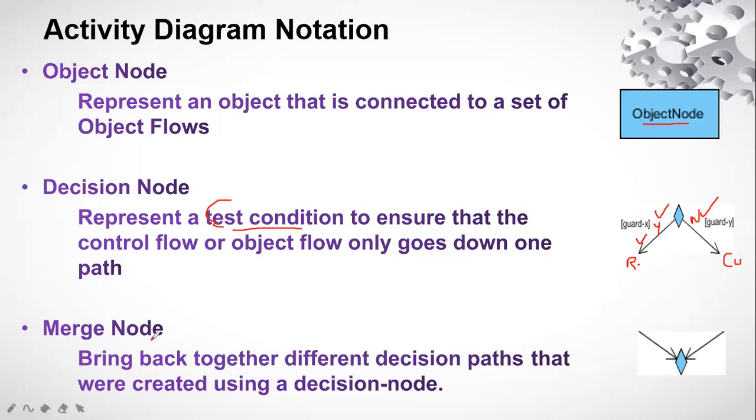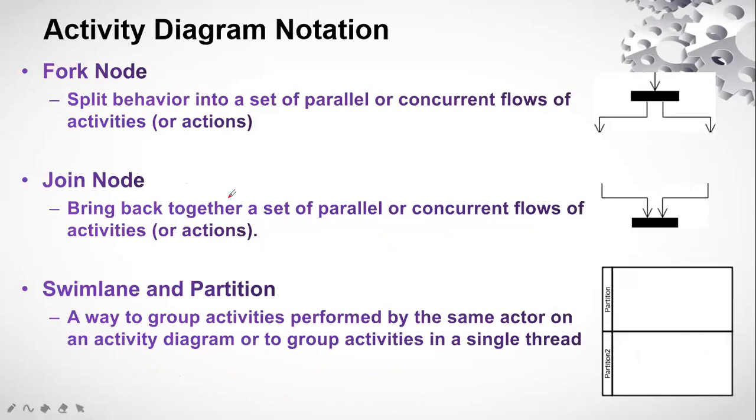Next one is the merge node. Whenever two branches come together and form the next decision path, that is described as the merge node. It brings back together different decision paths that were created using a decision node. So it is coming back to the next decision path given from the decision node. We can see this with the help of an example also in further sections.